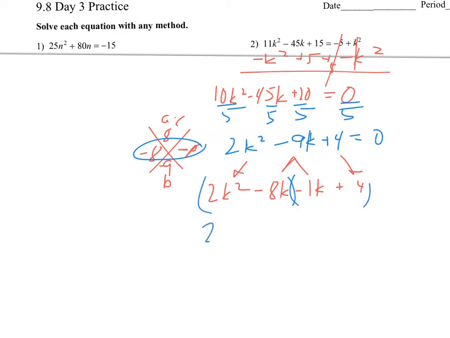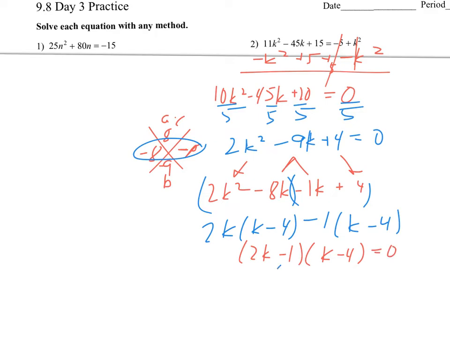The first group I can take out a 2k, which leaves me with k minus 4. The second group I can take out a negative 1, which leaves me with k minus 4. I had to take out that negative, so now the inside of my parentheses are the same. And so now I can make it one parentheses for the stuff outside and one parentheses for the stuff inside. So now I'm going to split this up.